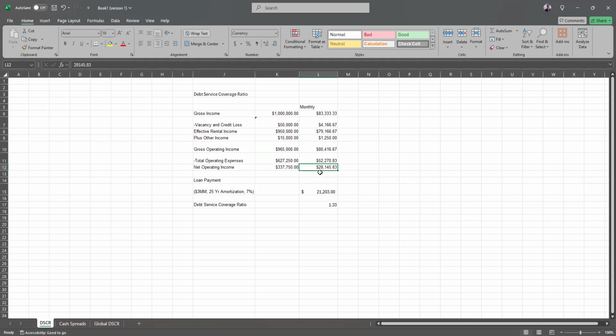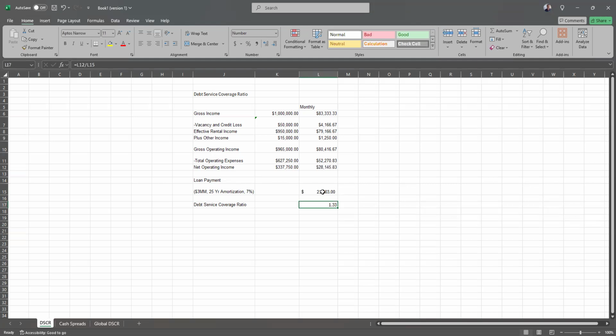So this income, net operating income, will allow us to cover a loan payment that looks like this. We're going to assume this loan payment is $3 million on a 25-year amortization at 7%. That gets us a total payment of $21,203 or a 1.33 debt service coverage ratio. That means for every dollar of debt, that brings in $1.33 of income. That is a proper use of debt.